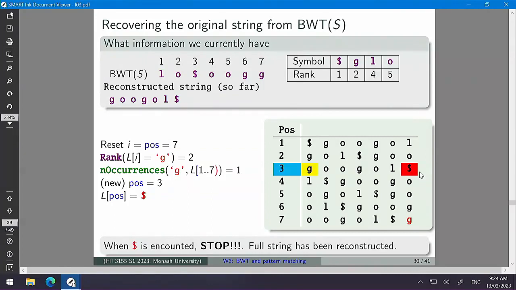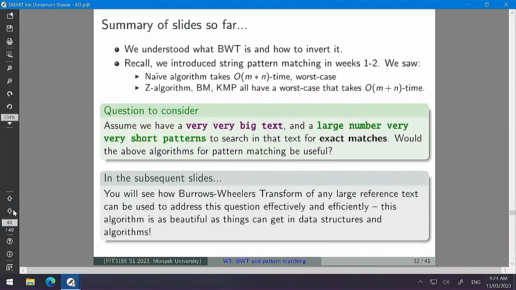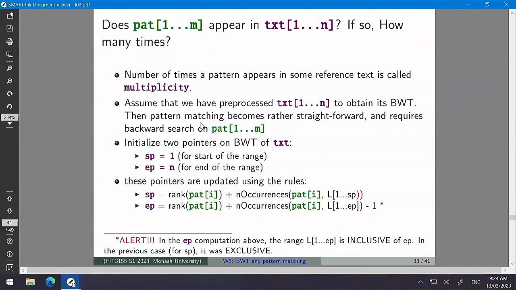So we finished the main part of the recovery. I'll very quickly go to the essence of how you do exact pattern matching using this algorithm. It's very, very simple if you know this rule. I will first talk about how you do that. We already said what pattern matching is. What is the pattern matching problem? You have a pattern of length 1 to m. You want to find it in the text of length 1 to n. You want to find the number of times that pattern appears and where it appears, right?